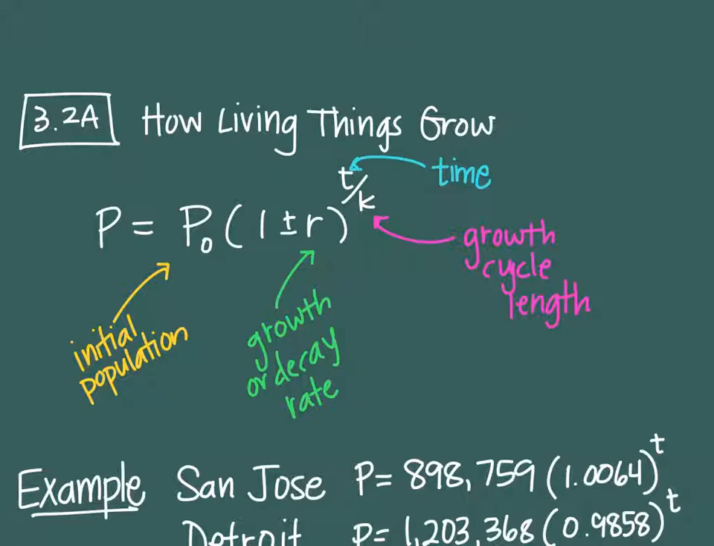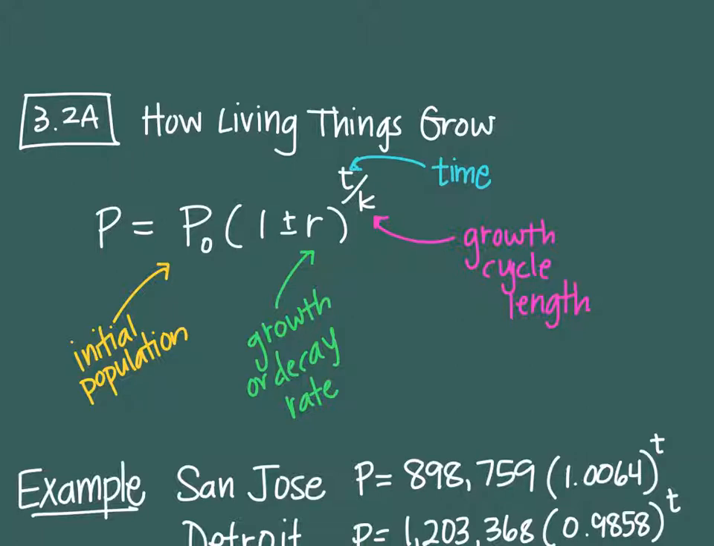What else can you tell me, a fact, just by looking at that? Marcus? Okay, Detroit is decreasing faster than San Jose is growing. Another fact: Detroit started bigger. Detroit's starting population was over 1 million, wasn't it? 1.203368 million, whereas San Jose started smaller.